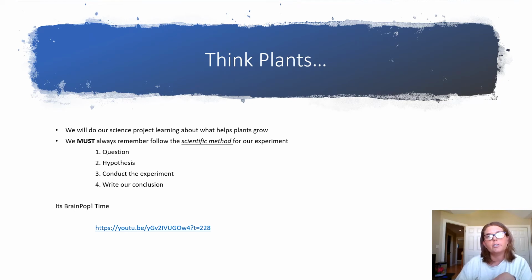So in order to conduct a proper science experiment, we have to follow the scientific method. These include 4 steps, and they're always to come up with a question for our science experiment. What question are we trying to answer? Then the hypothesis, conduct the experiment, and write our conclusion.